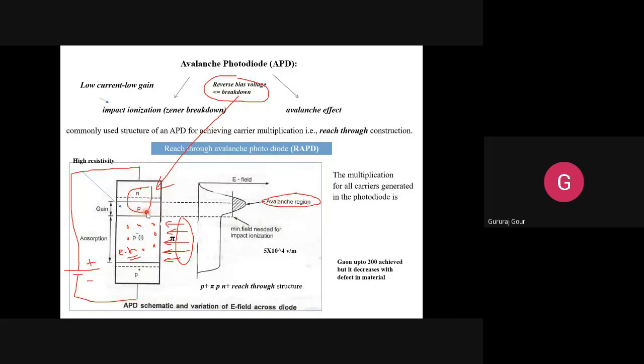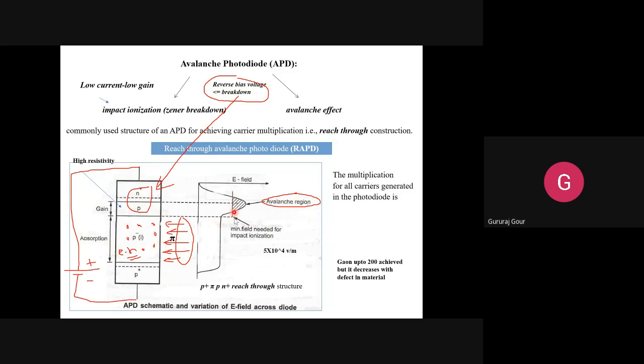Then the EH pairs which are coming are entering this region with the saturation velocity, a very high velocity. They will dislodge with the nearby atoms, leading to multiplication of the carriers. That's why you can see the electric field distribution suddenly reaches its peak at this junction, the N plus P junction. That's why I told you this junction is known as the gain junction, and this one is known as the absorption region.